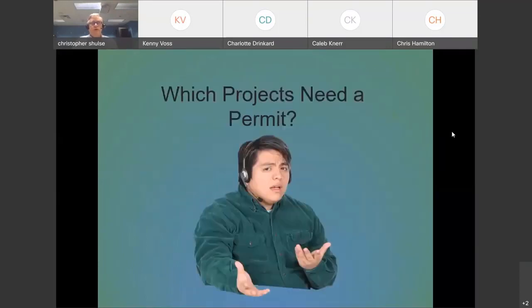So which projects need a permit? Now our friend Noah has kind of gotten the idea that he has to comply with the law and knows why wetlands and streams are important. So he just wants to know what projects he has to worry about that need a permit.